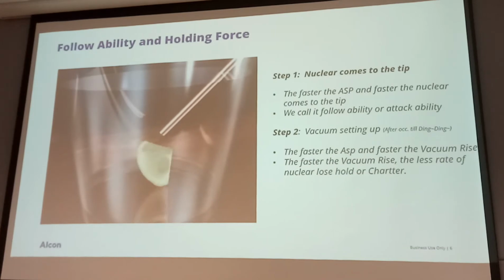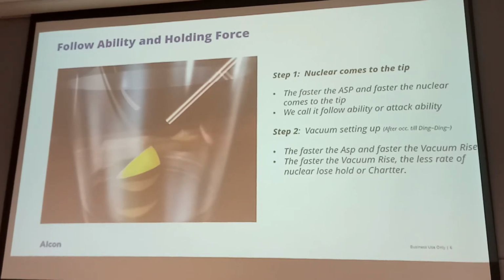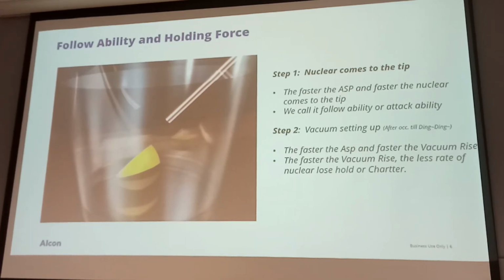So let's see the lemon. The nucleus from far away comes to the phaco tip. That's step number one. We call it followability, or attractability. So aspiration controls how fast it comes to the tip and how fast the vacuum sets up. The second step is vacuum setup. After the lemon comes to the tip, the vacuum starts to set up. The aspiration is responsible for the holding force setting up.